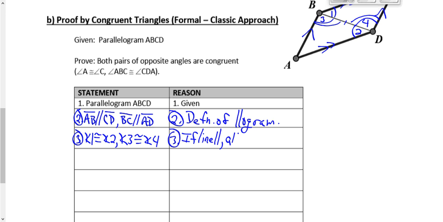Alternate interior angles congruent. Okay? Too many times I saw kids just write alternate interior angles congruent. They're not always congruent. They're only congruent if the lines are parallel, which we stated. Got it? Okay.